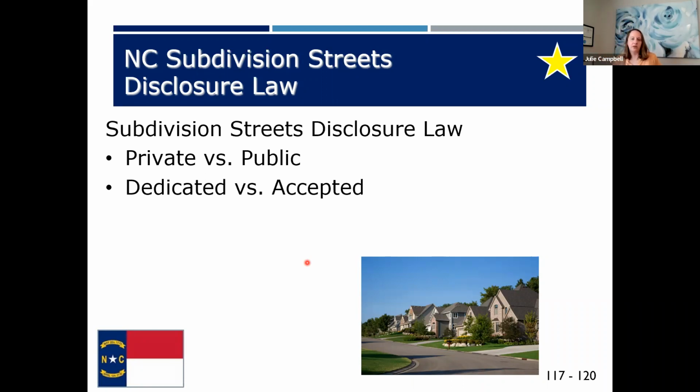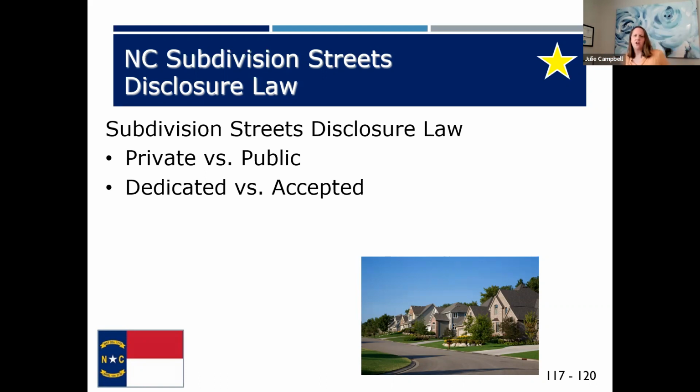If they're not built to DOT standards, they're not going to accept them. And that subdivision will have private streets, which means the homeowners will be responsible for that maintenance. This has really gained in severity the last several years. We didn't always used to be as strict with our rules, I guess. We were a little bit lax. And back in the 90s and early 2000s, subdivisions were built.